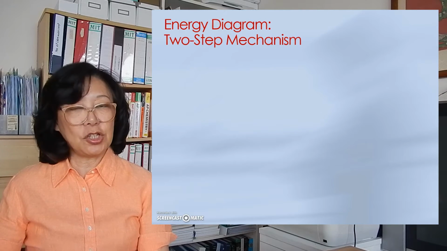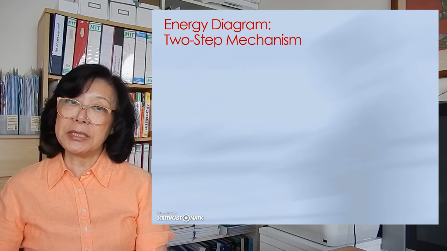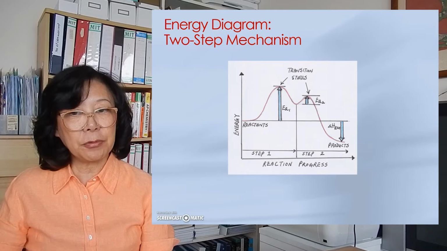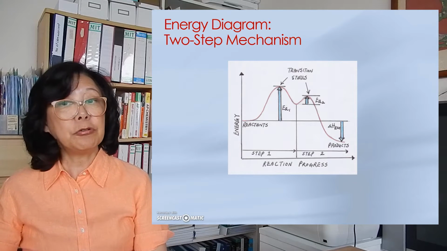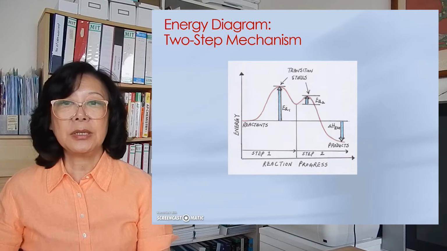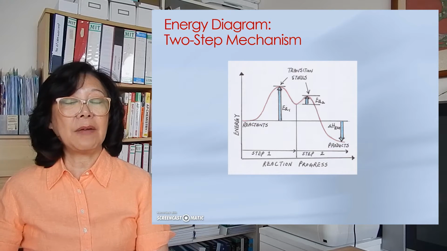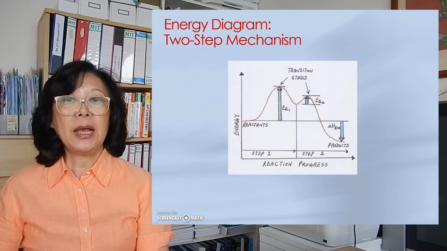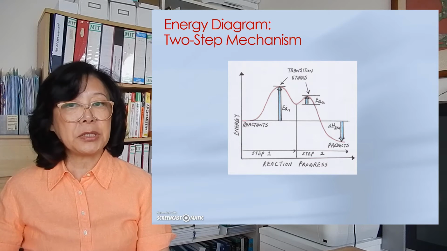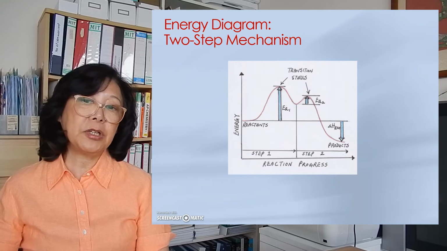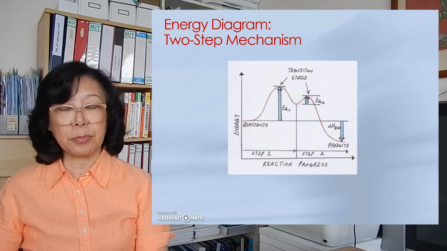Here is an energy diagram showing a two-step mechanism. Okay, so you have energy versus reaction progress, and we have two peaks going from reactant down to products. The first peak has a larger activation energy than the second one, and at the top of the two peaks we call that the transition state, and it goes through the overall reaction in two steps resulting in the product.